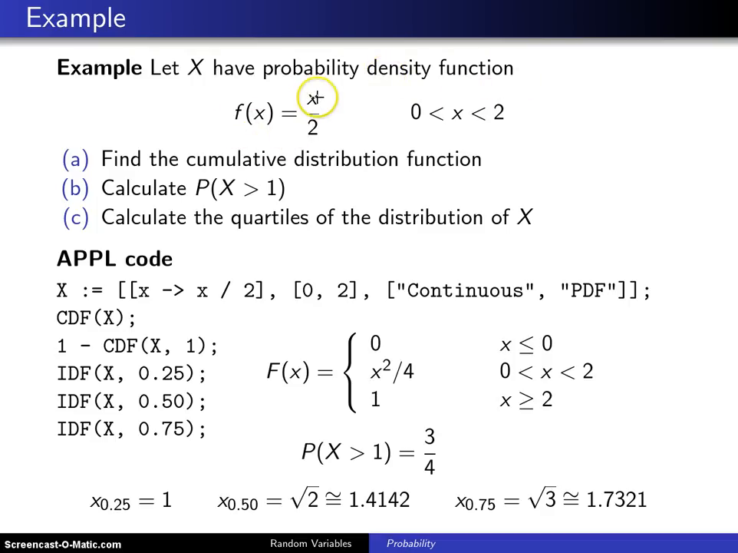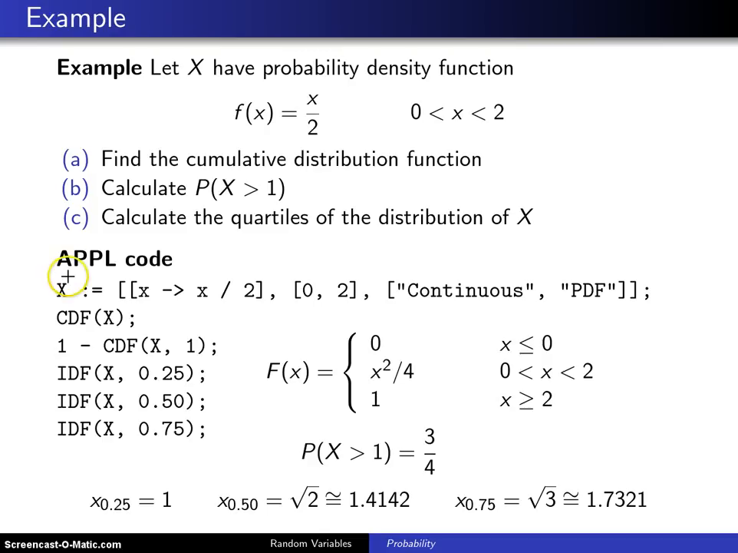f of x is equal to x over 2, and that's defined on the support 0 is less than x is less than 2. The three things we would like to find here are, first of all, the cumulative distribution function capital F of x. Then we want to find the probability that x is greater than 1. And finally, we'll calculate the quartiles of the distribution of x, namely the 25th percentile, 50th percentile, and 75th percentile of this distribution.